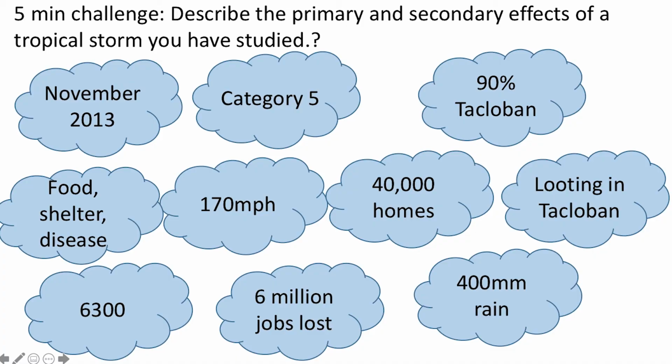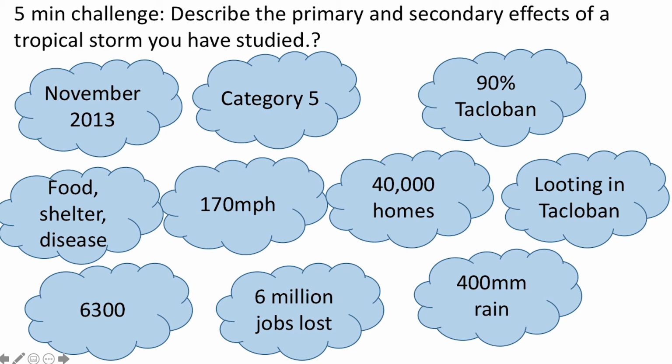You've got 5 minutes here to describe the primary and secondary effects of the tropical storm that you've studied. We studied Typhoon Haiyan. So let's take a look at some of these factors and see which ones you think are primary and secondary effects and which ones are just general facts.